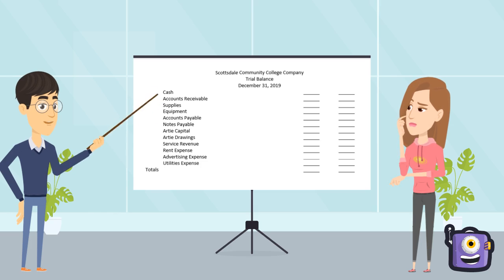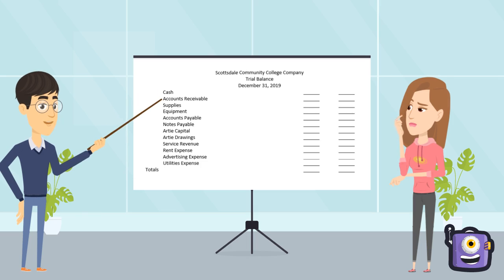After you have your assets listed in order of liquidity, you will list your liabilities in order of current liabilities, then long-term liabilities. Next you list the owner's capital, then drawings. After your drawings come the company's revenues followed by their expenses.